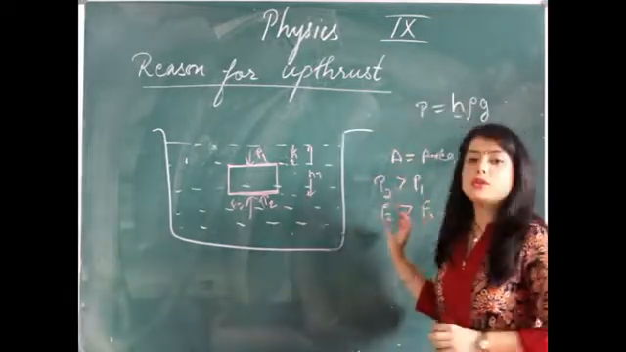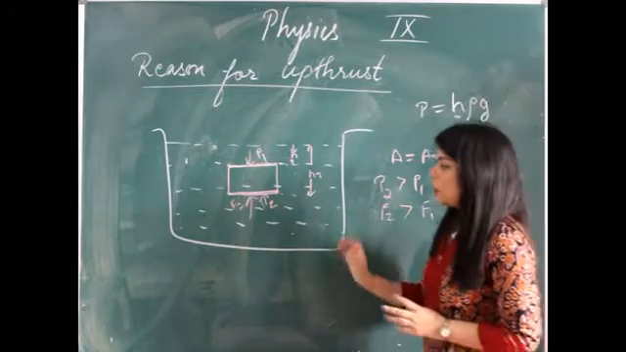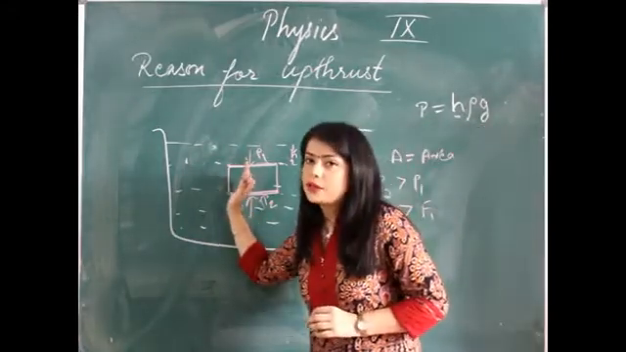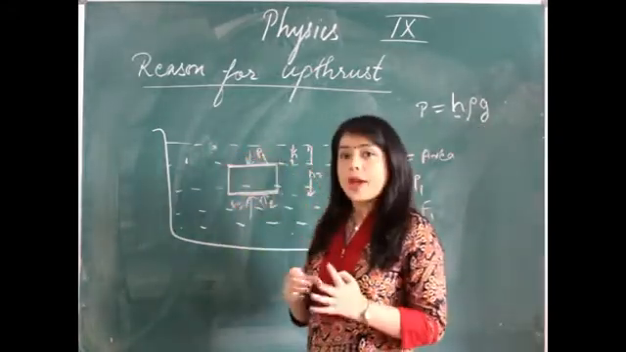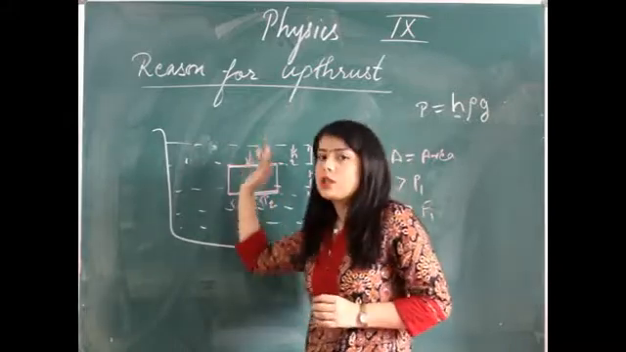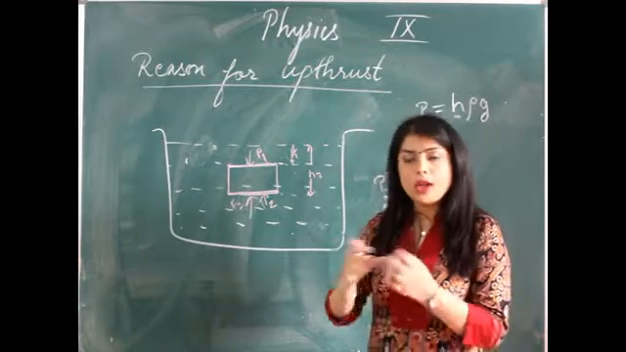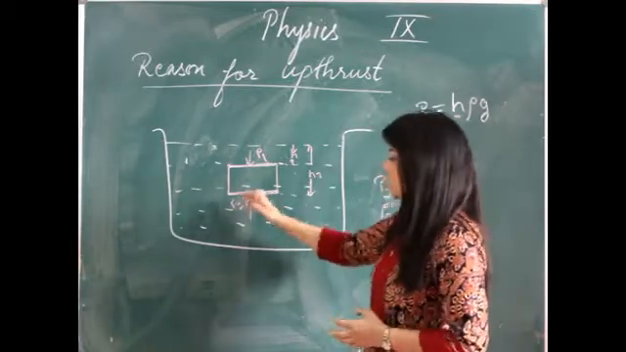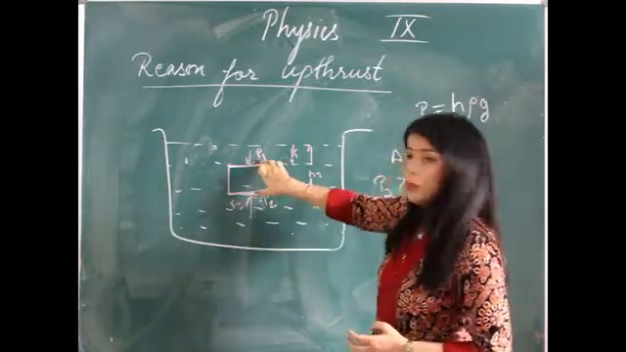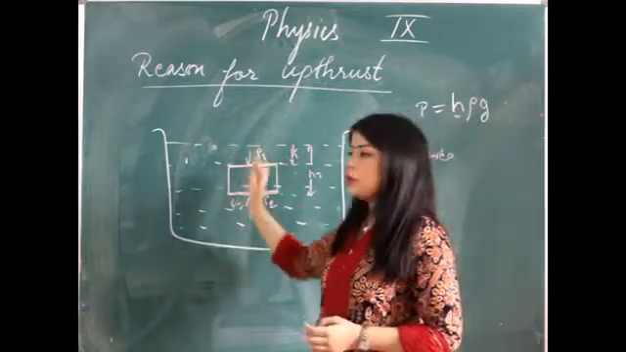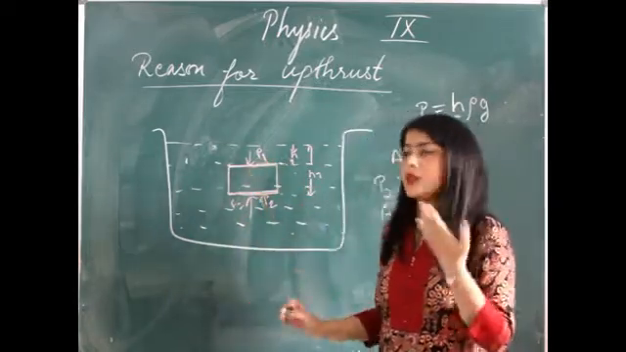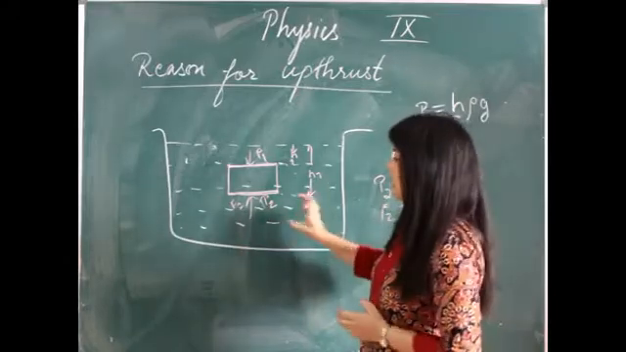Now, if F2 is greater than F1, what happens? If the upward force is greater than the downward force, what happens? The object will be pushed upward. Ultimately, the greater force will win, not the lesser force. So if F2 is greater than the downward force, then the object will be pushed up. That is the reason for upthrust.